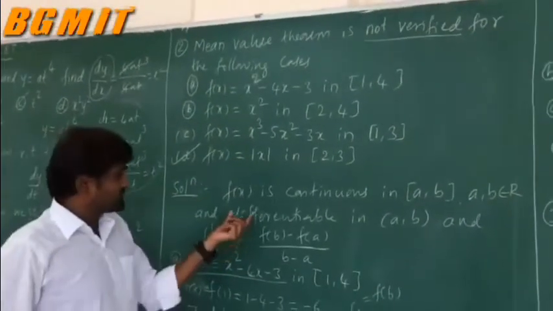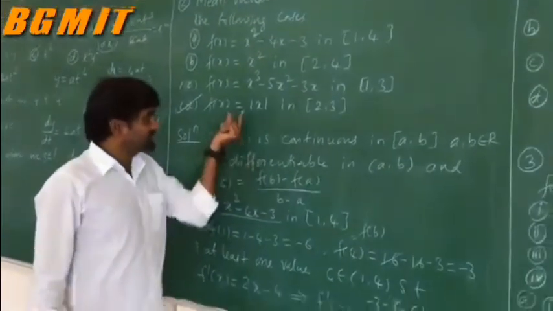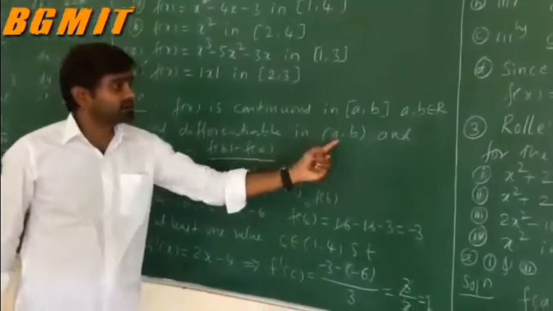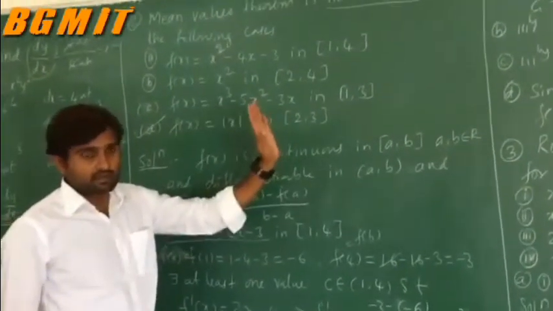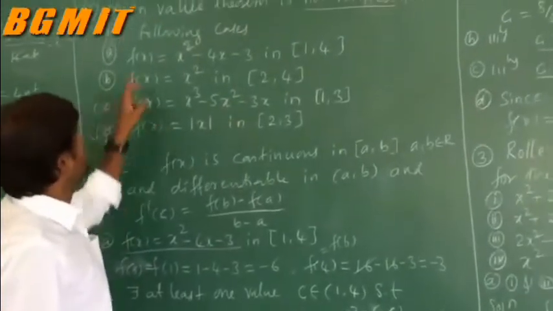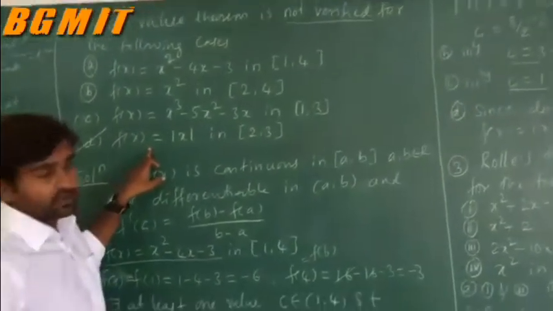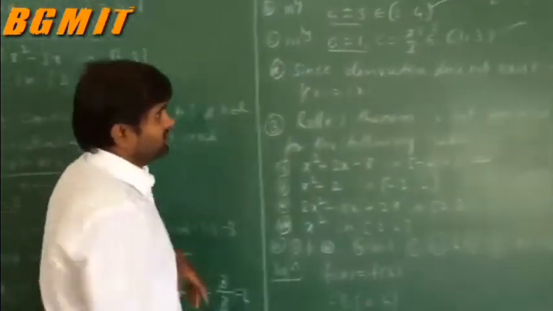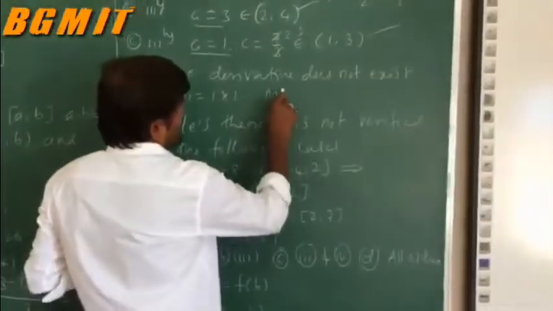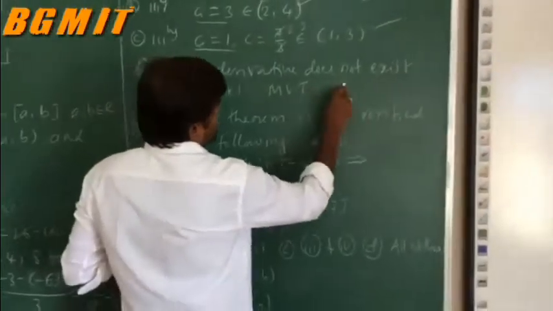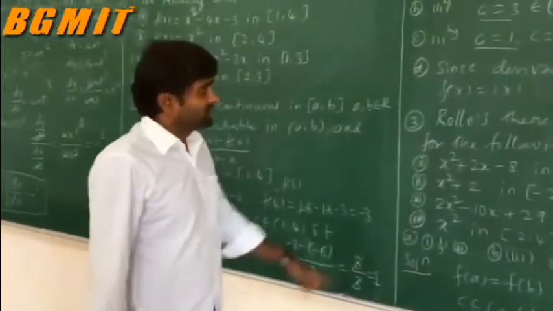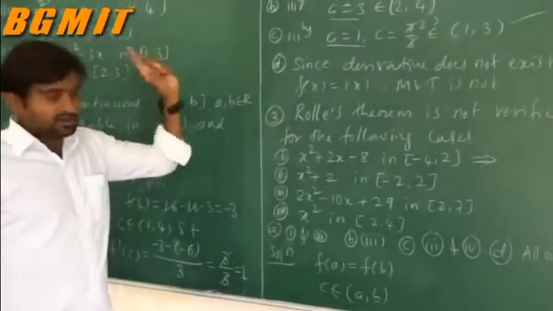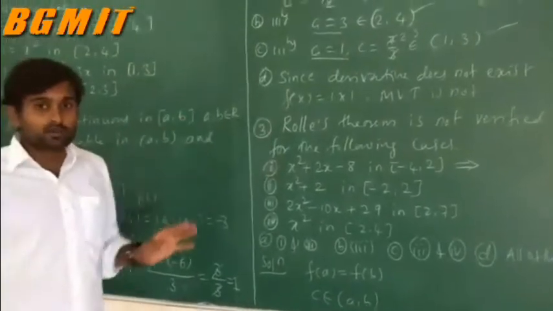Of course, our statement says that the function is differentiable in the interval a comma b. So the function is not differentiable. So this is the answer. D is not verified. The mean value theorem is not verified.